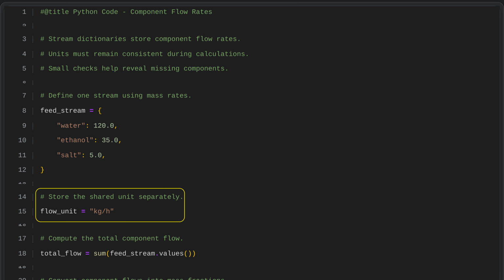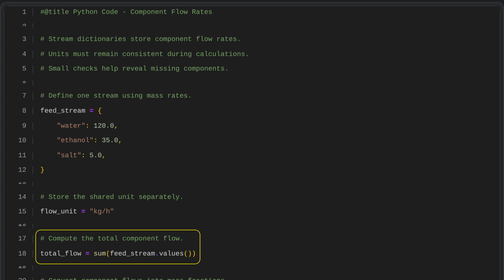The code defines kilograms per hour as the flow rate unit and uses it consistently in the calculations. This keeps the component flow rates clear and easier to interpret. Find the total feed flow by adding the flow values for all components in the feed stream. This combined flow rate is needed for later calculations, such as mass fractions or checking whether any components are missing.